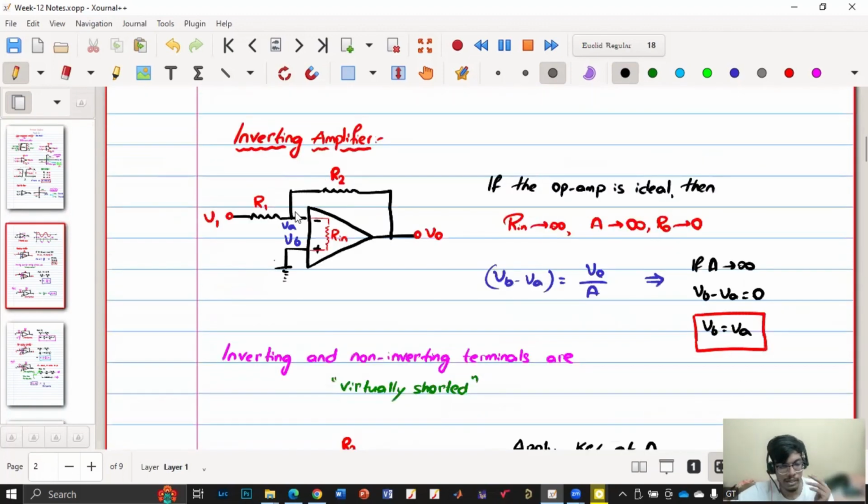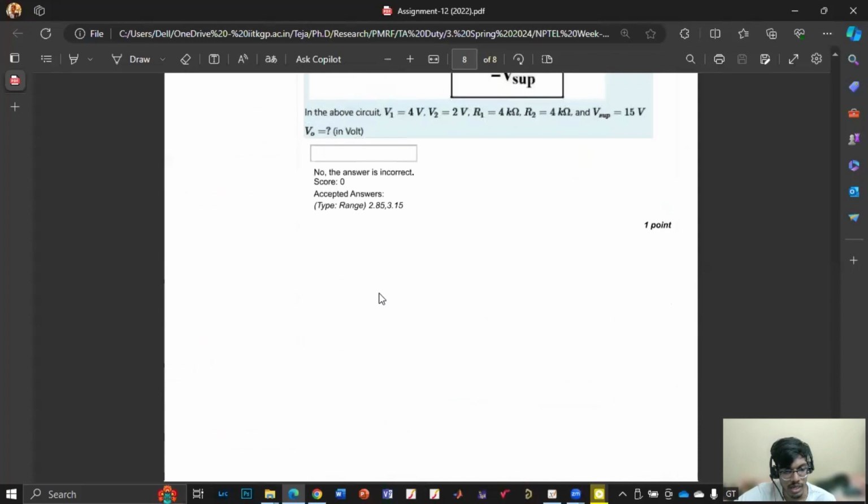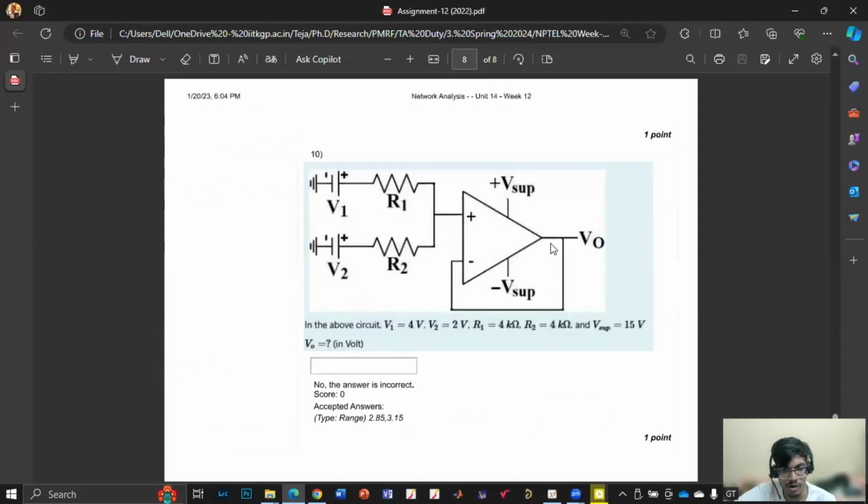But if there is any negative feedback, which means there is a connection between the inverting terminal and V naught, then it will not act like a comparator. Instead, it will work like an amplifier. So in any problem where you see this connection between the negative terminal and V naught, there may or may not be resistance, it is still a negative feedback. In this case, it will work like an amplifier.